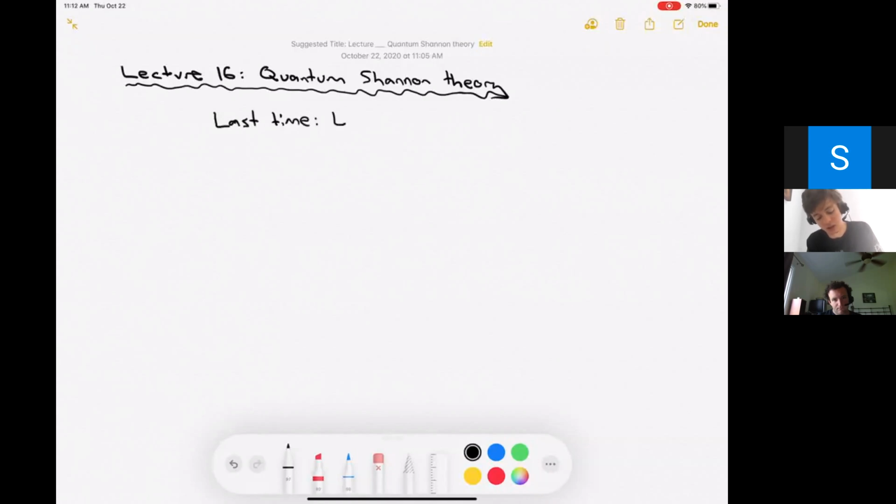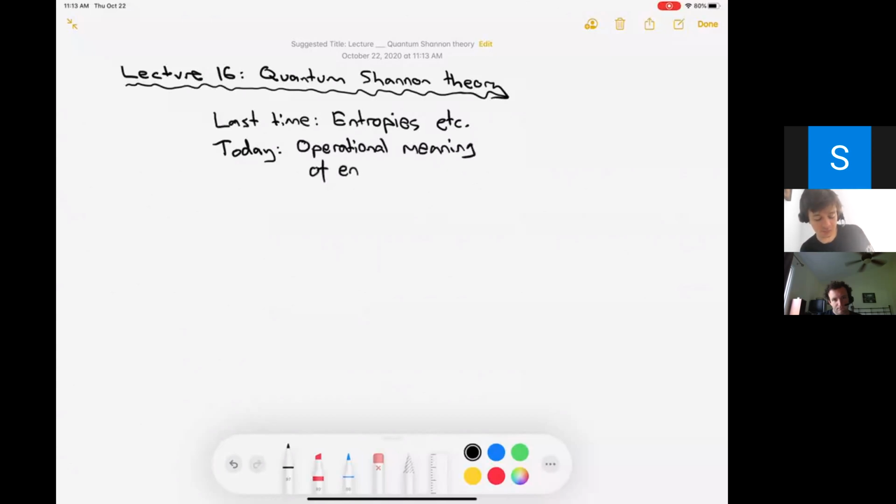So last lecture, we talked about entropies, how they're defined, and certain properties of them, particularly strong subadditivity. Today, we're going to talk a bit about what can be thought of as the operational, almost physical meaning of entropies, like how they control what you're able to do with quantum states. And this is the topic of quantum Shannon theory.